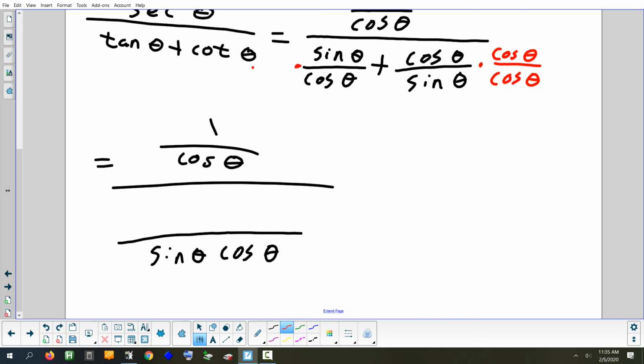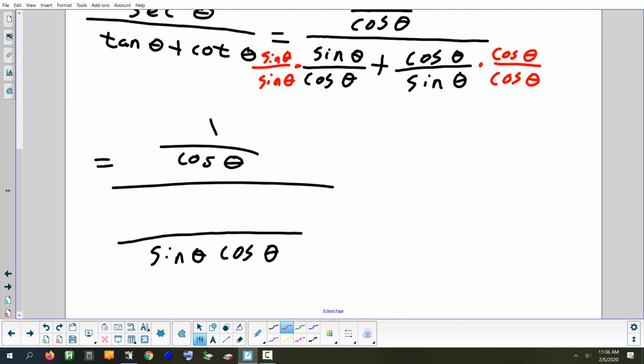And what's the fraction on the left missing to have the common denominator? Sine over cosine? You have to multiply top and bottom by the same thing. It has to be sine over sine. Because if you multiply by sine over sine, now this fraction has sine cosine in the bottom. This fraction has sine cosine in the bottom. Now they have the same denominator.